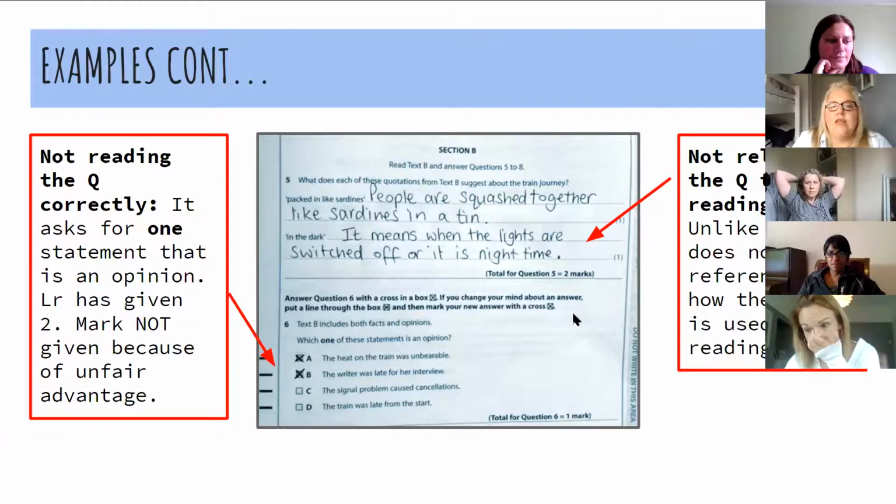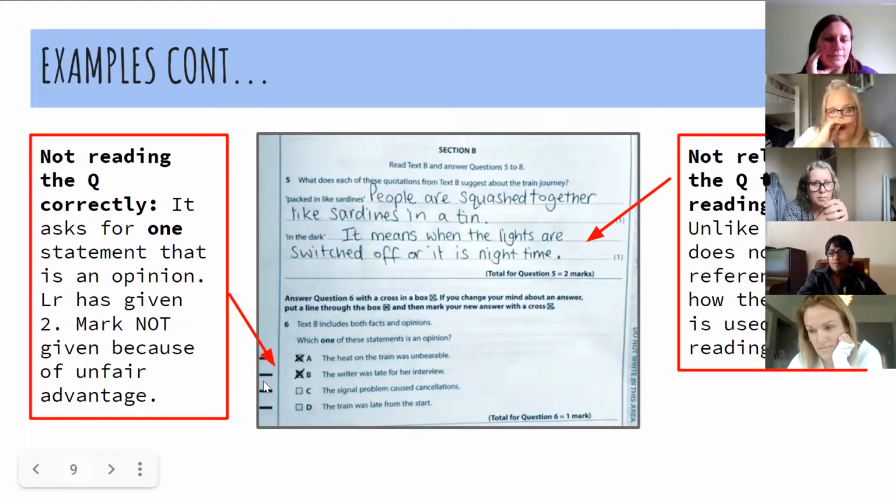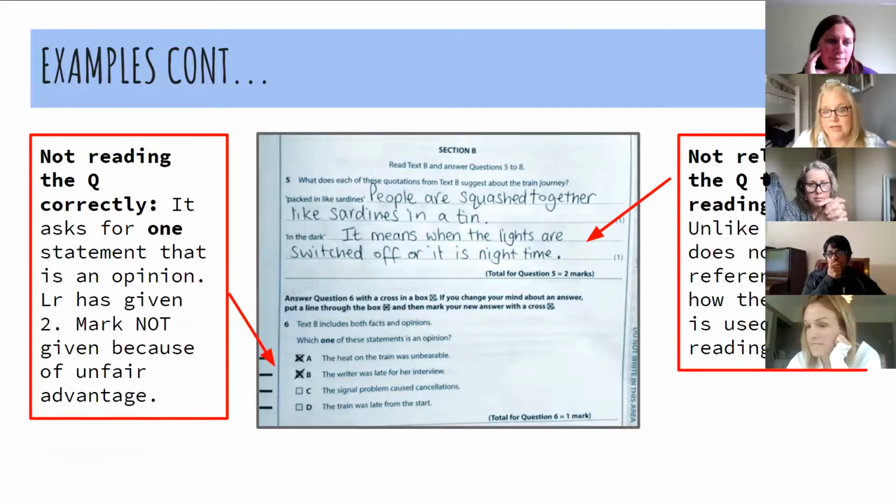And again, not reading the question correctly. I don't know if you've got experience of this, but this is quite a common one as well. The question actually asks for one statement. This learner has put 2. One of them was correct, but they probably wouldn't be given the mark because they've got an unfair advantage there, because they've had 2 chances to get it correct. So it's just little things like that. And again, we could say, what have you seen so far that might have changed that? Oh, well, we could have circled the key word, which was 1. So you can carry it on as well.